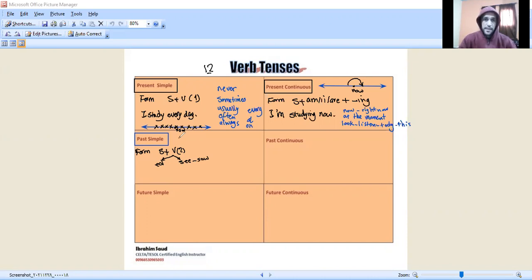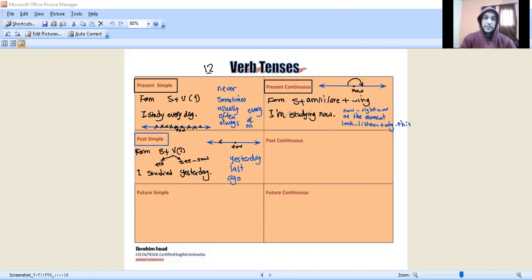Okay, look at this example when I say, I studied yesterday. This action is in the past. Look at this timeline. This is now. And we have an action that happened in the past, as you can see. So this is the past simple. What are the keywords used with the past simple? We have yesterday, last, and ago. These words are used with the past simple.